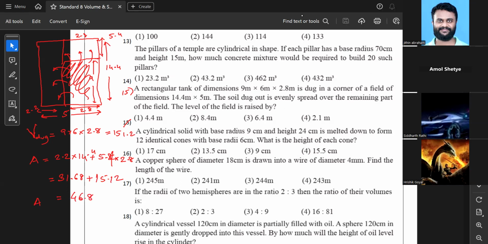Now, the volume's formula is what? Whatever is the area multiplied by height. This is a very simple formula for volume. We have already discussed this formula earlier also. Now, since you know the volume is 151.2 and the area is this much, all you have to do is simply divide them. So in this case, the height is going to be volume upon area. The volume is 151.2 and the area is 46.8.